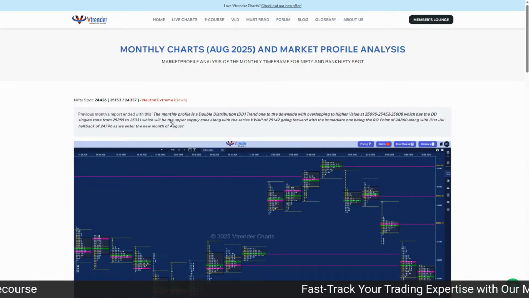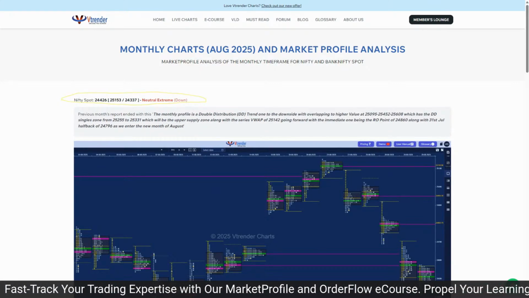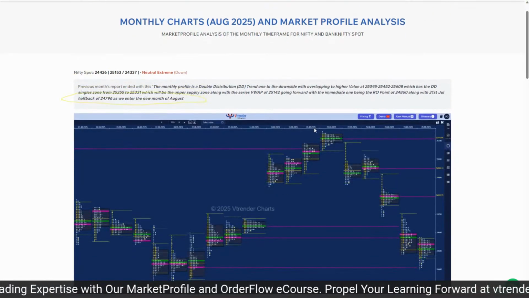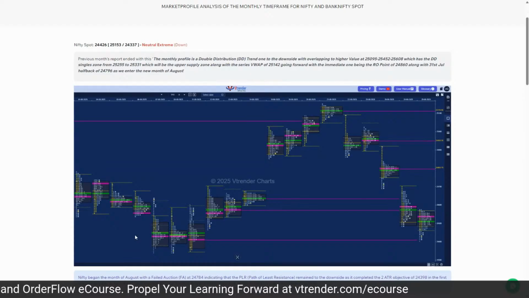What we have done in Nifty Spot in the month of August is form a neutral extreme profile to the downside. You can see the monthly chart on screen, which is split into the daily.